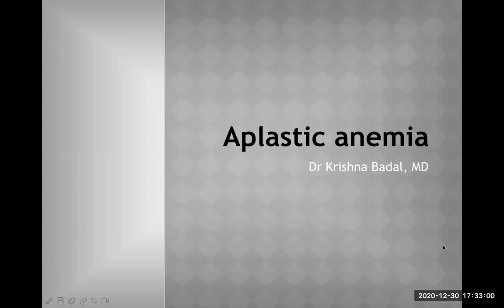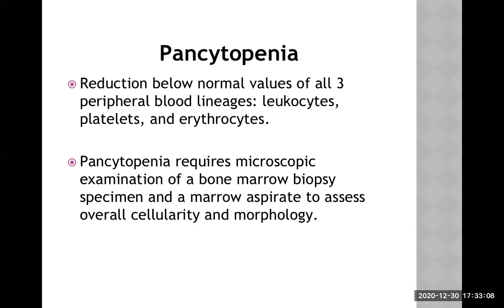Now, let's talk about a new topic, that is aplastic anemia. It's an important part of hematological discussion. But before we go into the topic proper, you should know about pancytopenia, which is the definition or meaning. Pancytopenia means reduction below the normal values of all three blood lineages.